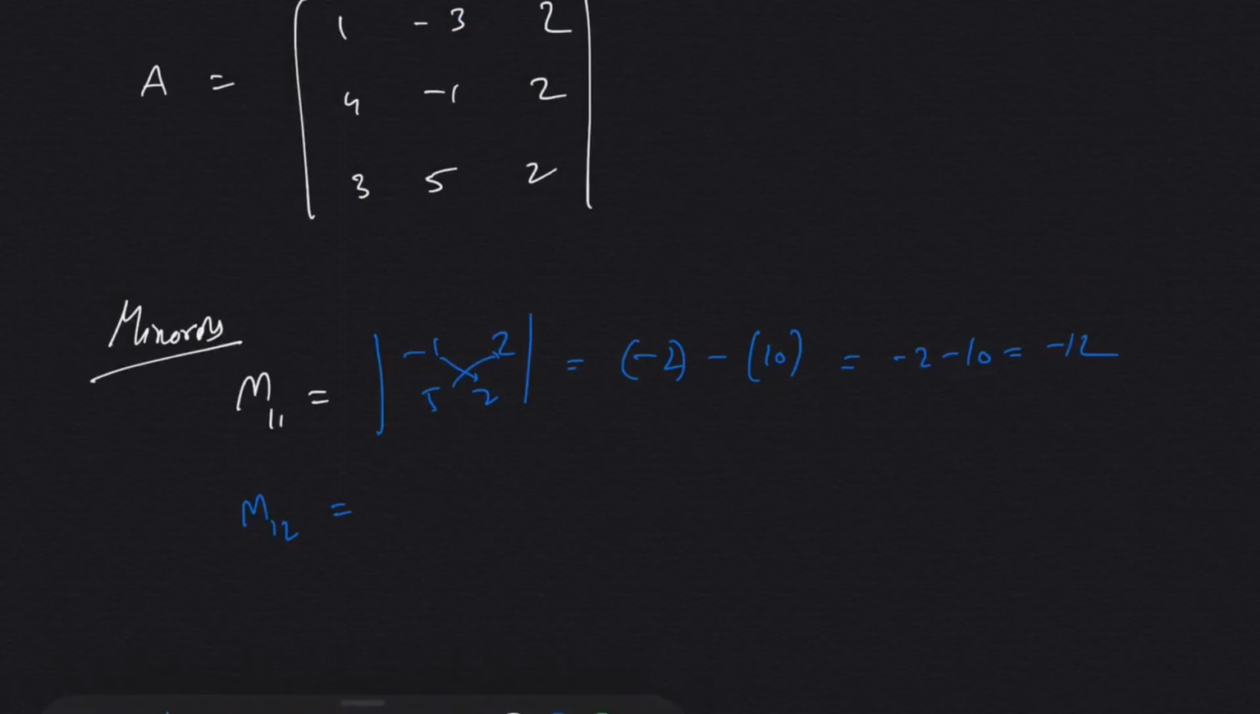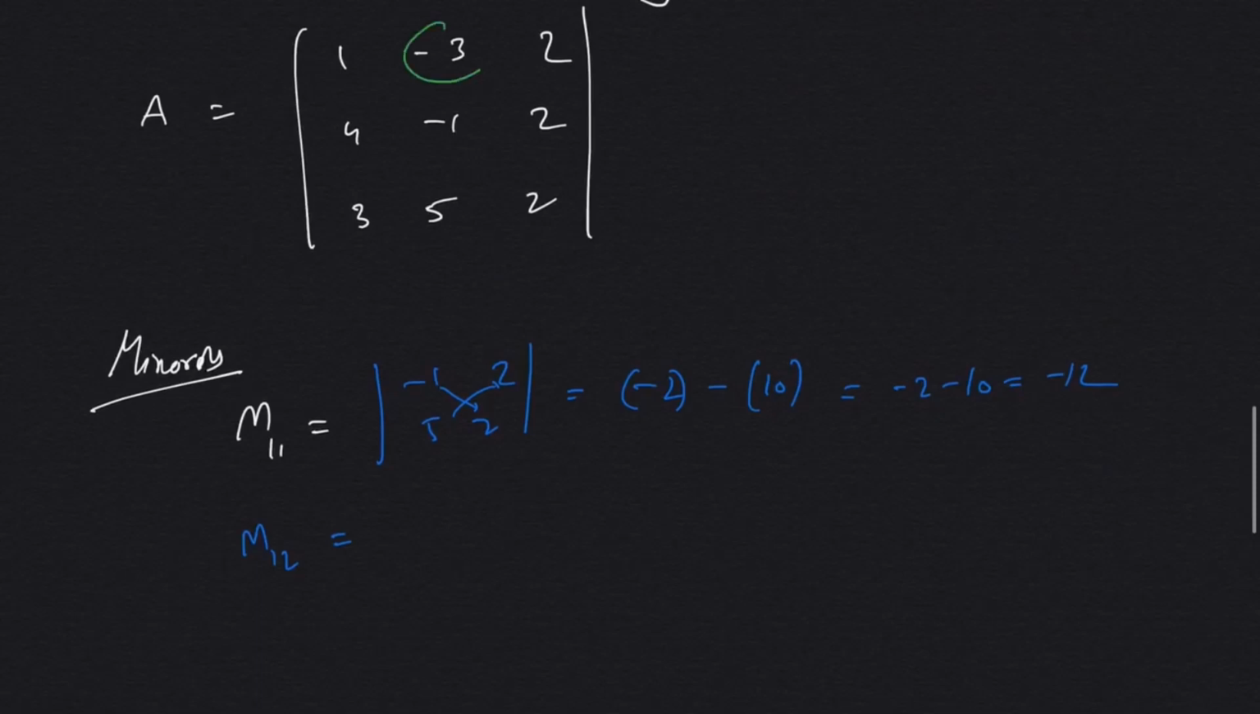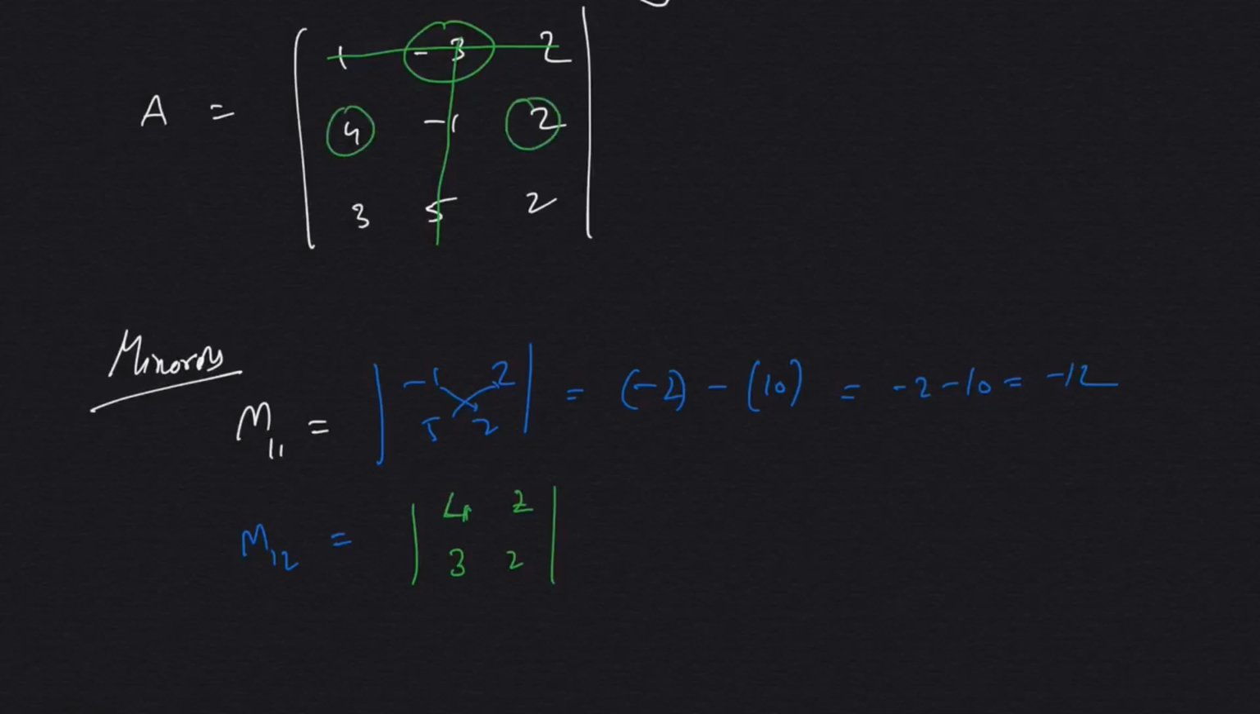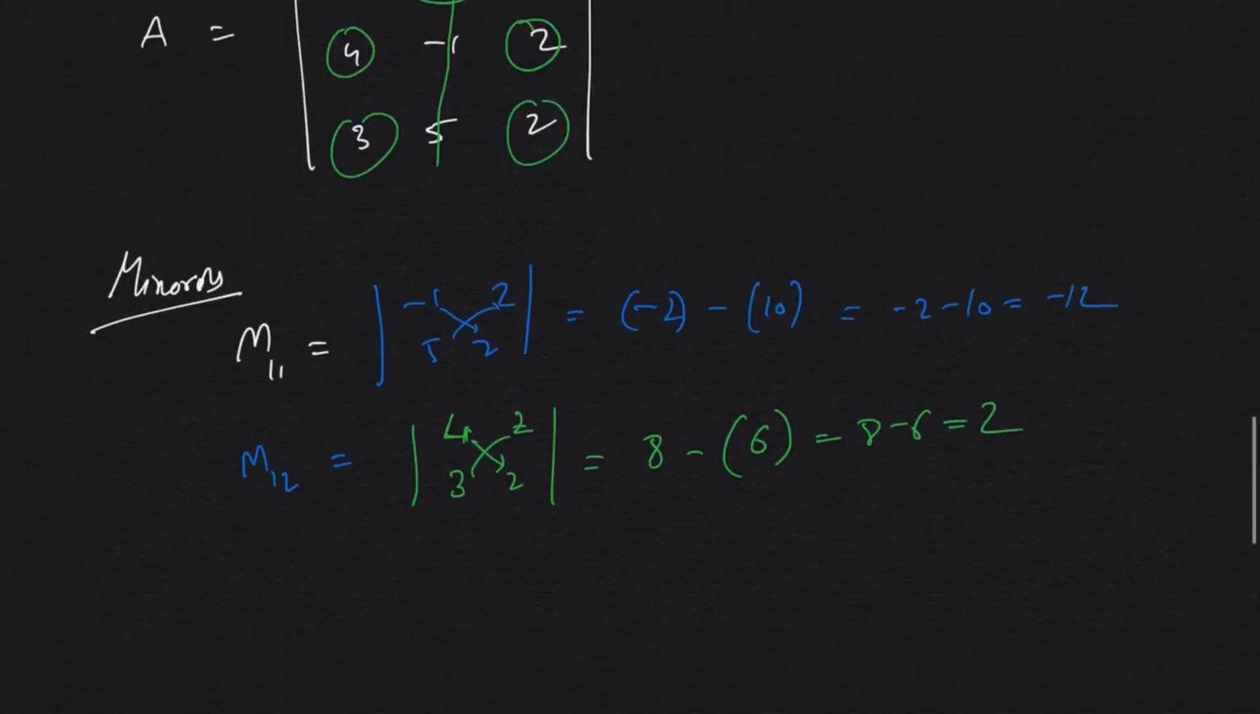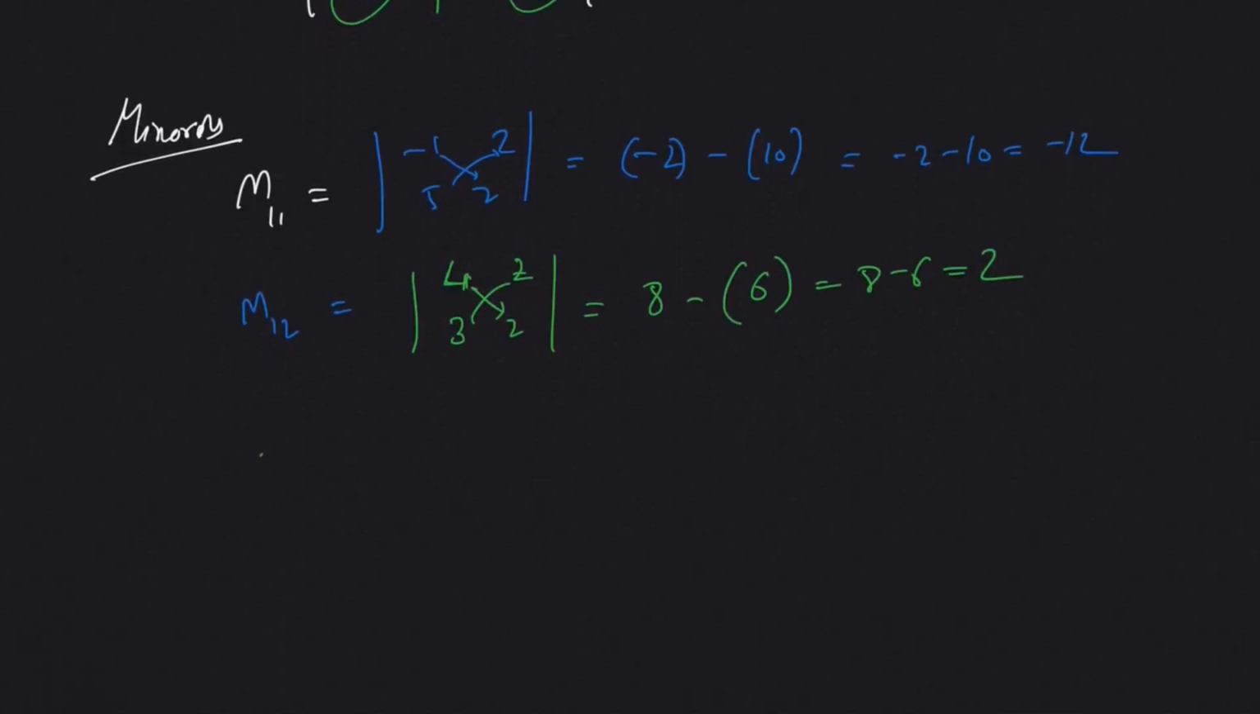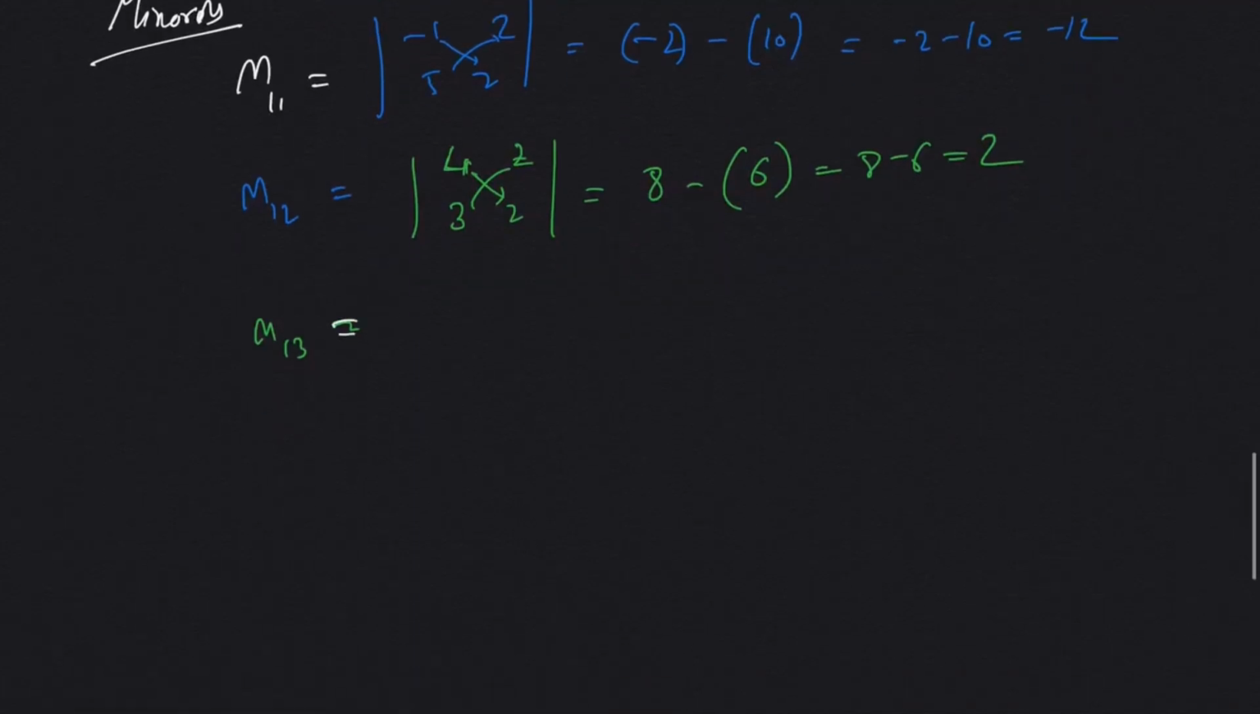So for M12, this is the first minor of the element in the first row, second column. You will delete its respective row and its respective column, so you will be left with the values 4 2 3 2 to find the determinant. That will be 4 twos are 8 minus 3 twos are 6, so 8 minus 6, that shall be 2.